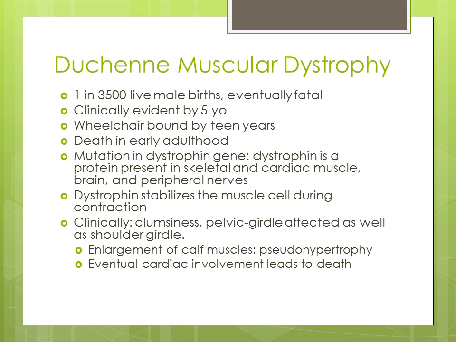And the shoulder girdle is also important in maintaining our balance and our strength. They'll also have enlargement of the calf muscles, which is called pseudohypertrophy. So they'll look like they have crazy strong sprinter legs, but they're extremely weak. And then eventually the cardiac involvement of this dystrophin defect will lead to death.